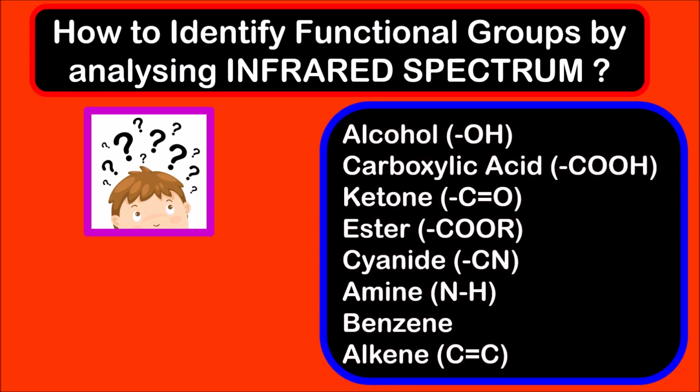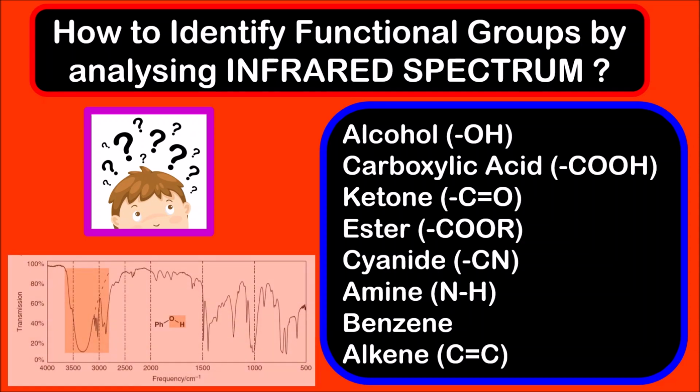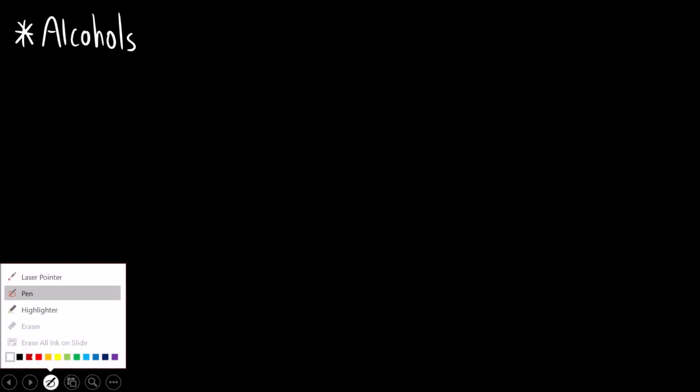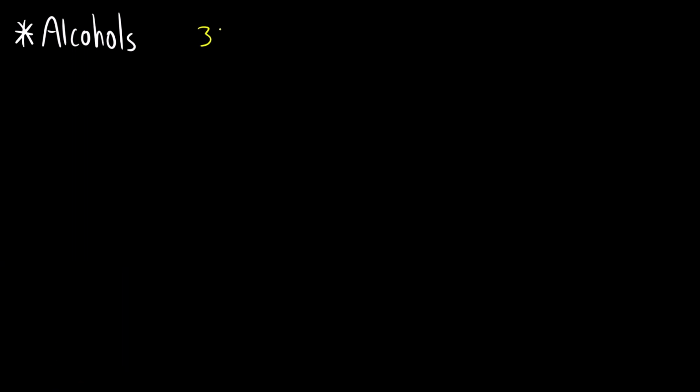Okay, these are some of the functional groups. We are going to see all of the functional groups, and this is how an infrared spectrum looks like. So the first, simplest functional group that you can identify is alcohol. You have to remember this number, 3300 cm⁻¹, because there are three functional groups that you can identify in this region.